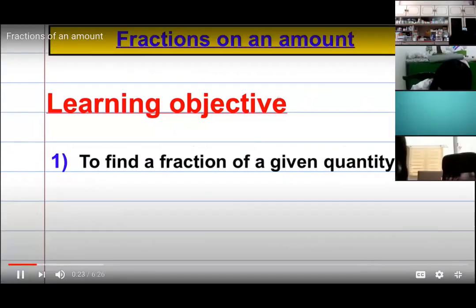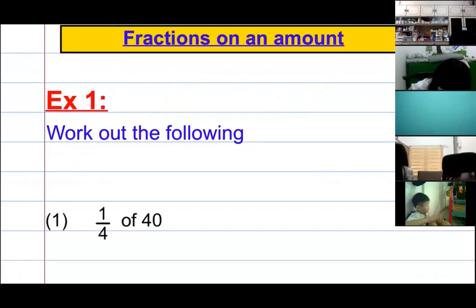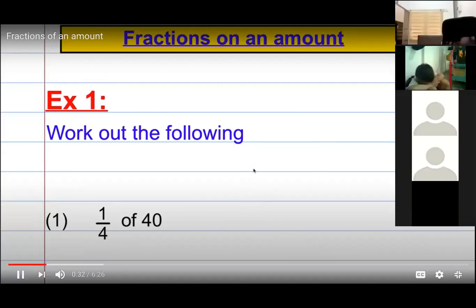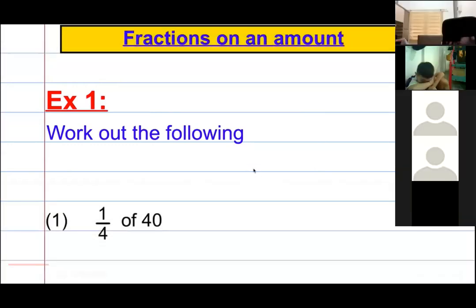Okay, so let's do a few examples. So, in this example, we're going to work out the following. We've got a few questions to go through. The big idea here I would like you to do, okay, I would like you to draw pictures to represent these. When you draw a picture, it makes it much easier to understand, much less likely to make a mistake, and it's just good for your brain. It gives you a chance to process the information.